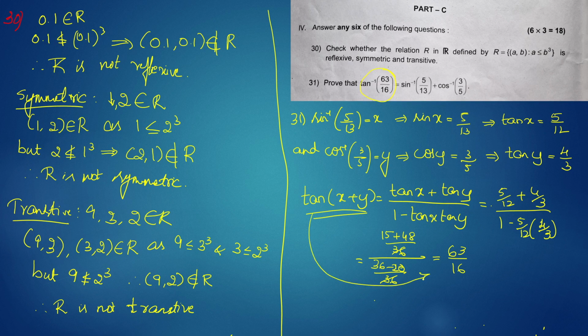If we shift this tan, we will get tan inverse. x is nothing but sin inverse of 5 by 13 plus y is nothing but cos inverse of 3 by 5, which is equal to, shifting this tan, tan inverse of 63 by 60, which is the required answer. Now let us move on to the next problem.